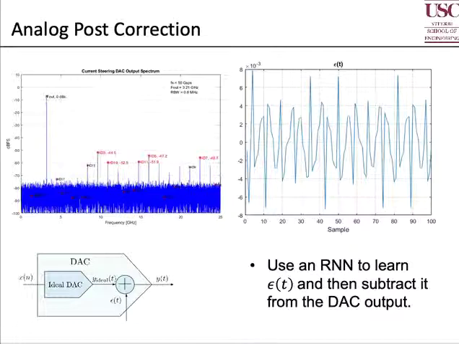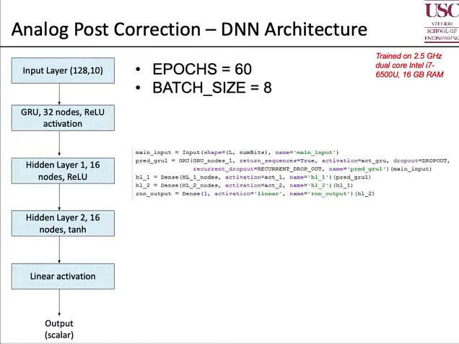So here's an example of that same plot from before and the corresponding error term epsilon of t. So the question is, can we use an RNN to learn epsilon of t and subtract it off from the DAC output? So I just plotted the first 100 samples there. We may want to look at an RNN to do this because, as I mentioned, there are memory effects associated with this DAC. So the input layer I've chosen to be 128 by 10 since it's a 10-bit DAC. Basically, it's a sequence length. Each training example is a sequence length of 128 10-bit words.